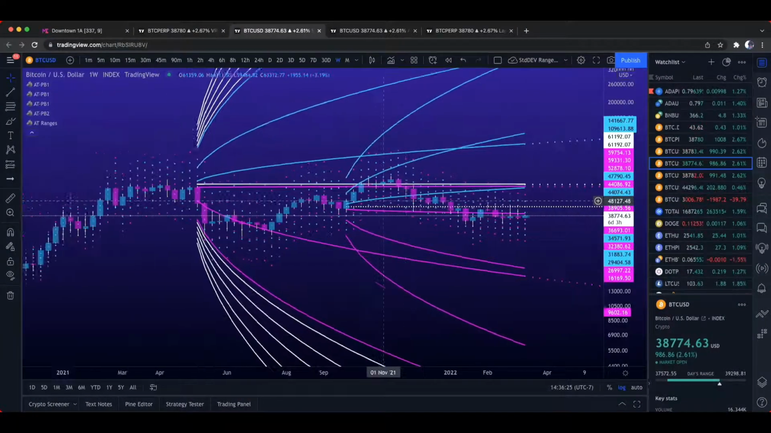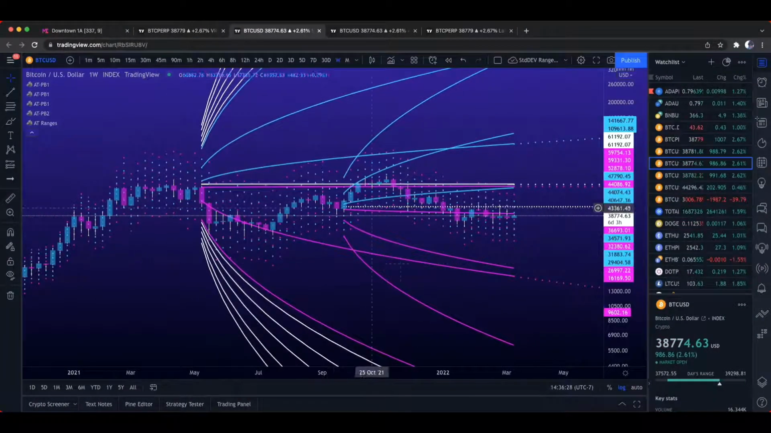Now, let's go on to our probability chart here. Still using the same projections. There's a little common theme here, right? Since Bitcoin had this pullback, let's get an exact number too.